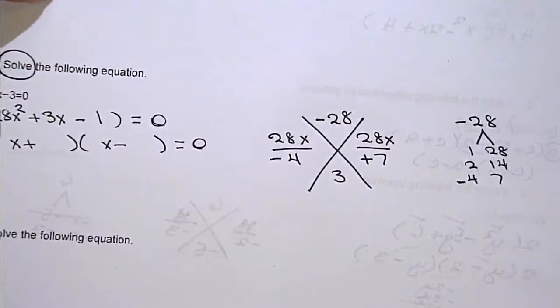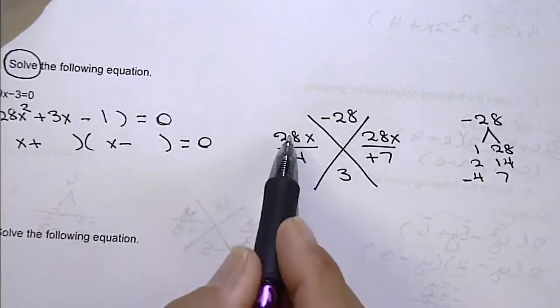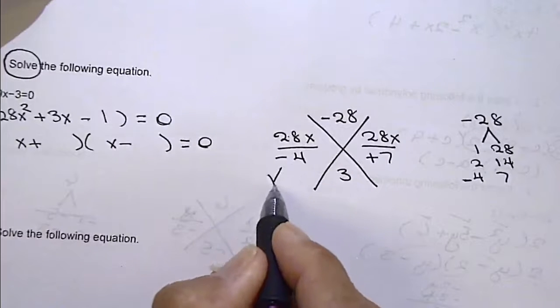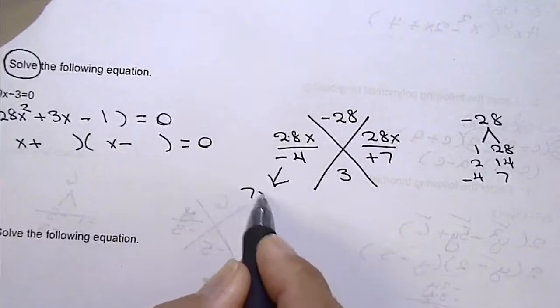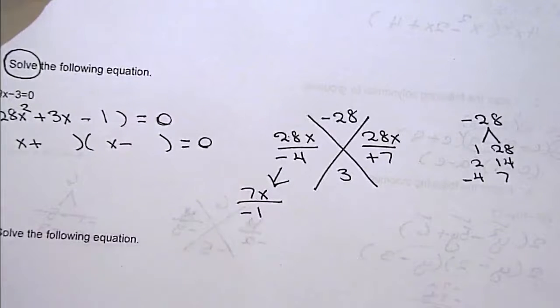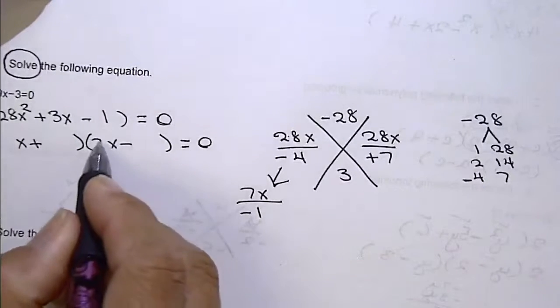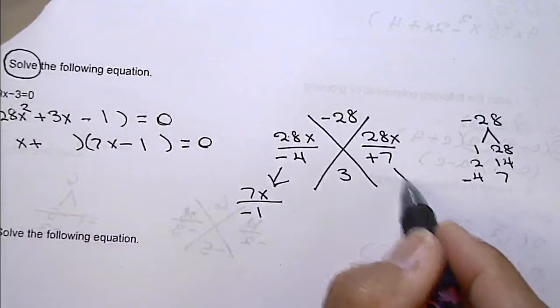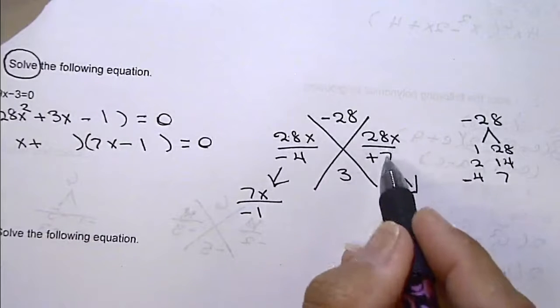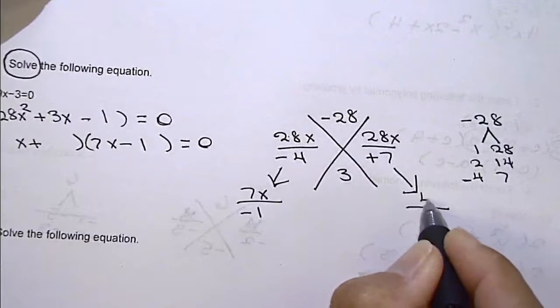Now these will both reduce. I can't use these factors as they are because 28 and 4 can both be divided by 4, right? If I divide 28 by 4, I have 7x. If I divide negative 4 by 4, I have negative 1. So that's my first factor. I'll put it over here where I wrote the negative one. And then this one, I can divide them both by 7. 28x divided by 7 is going to give me a 4x.